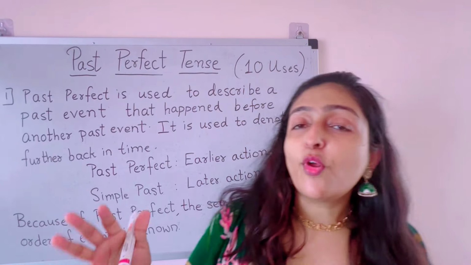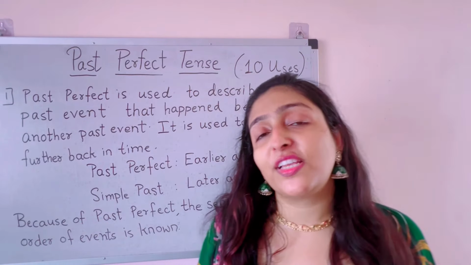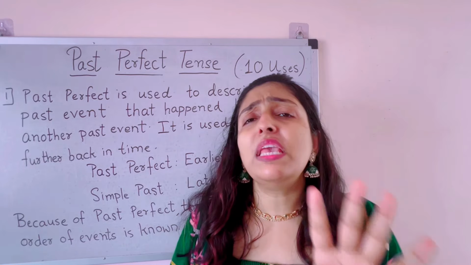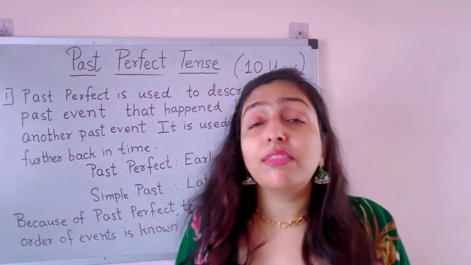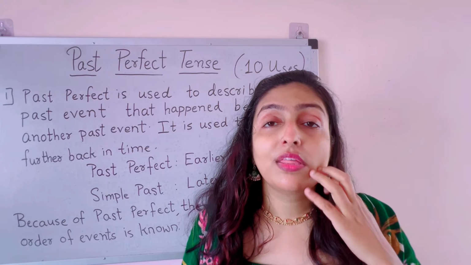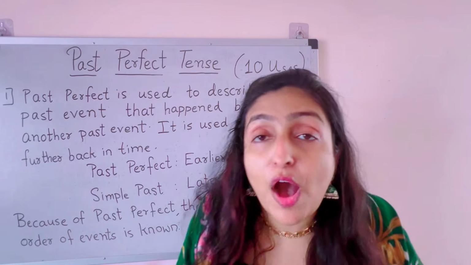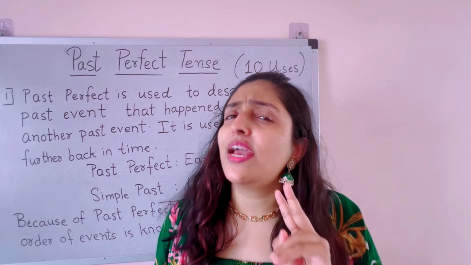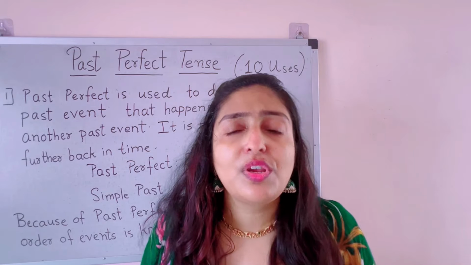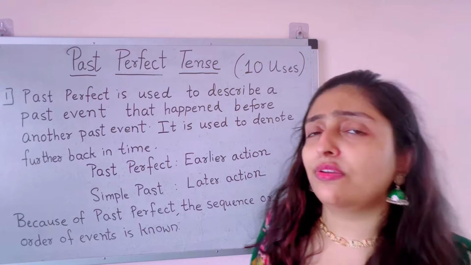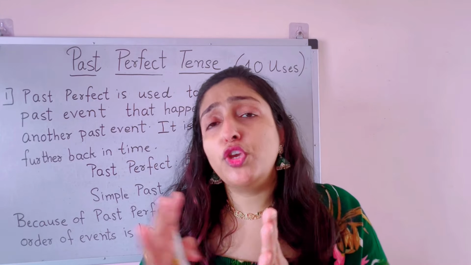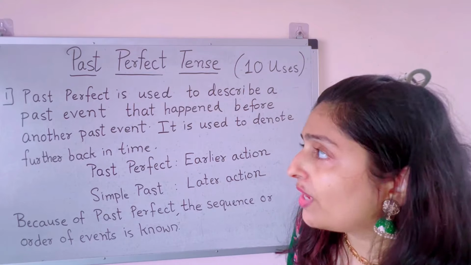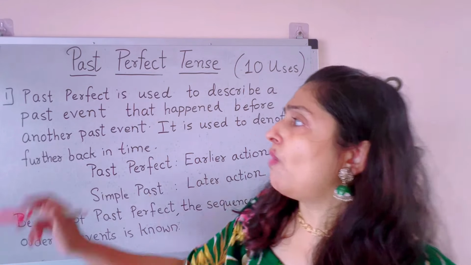So this is rule number 1 of past perfect tense. Rule number 1 and rule number 2 are extremely important, and together they constitute the base, the pillar, the foundation of past perfect tense. They pave the way for you to understand the rest of the other rules. Okay, so let's read rule number 1.